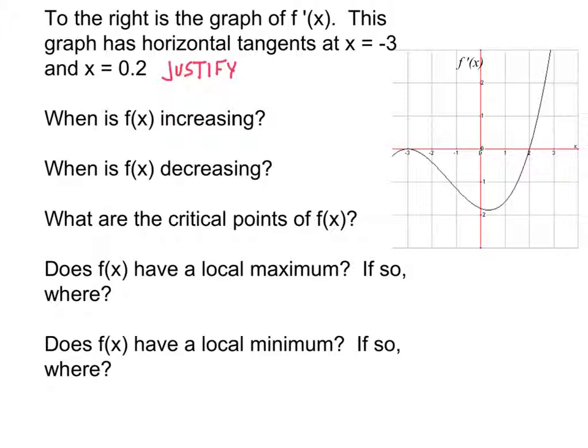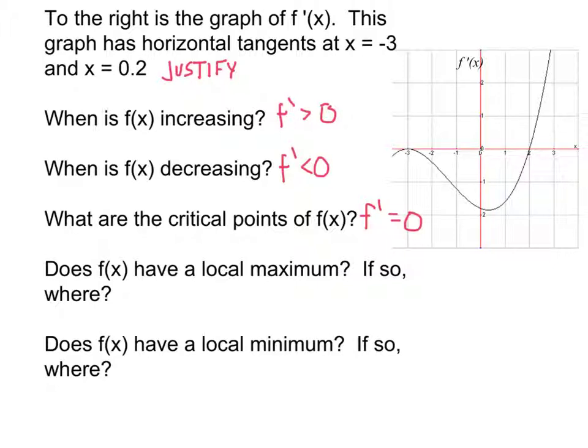So when is f increasing? Well, that would be when the derivative is positive. When is it decreasing? Well, that would be when the derivative is negative. The critical points are where the derivative is either undefined or 0, but of course in this nice smooth graph we don't have any undefined spots. So we're going to look for where f prime is 0.